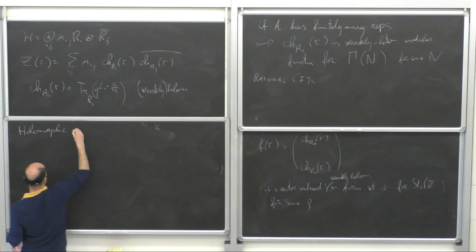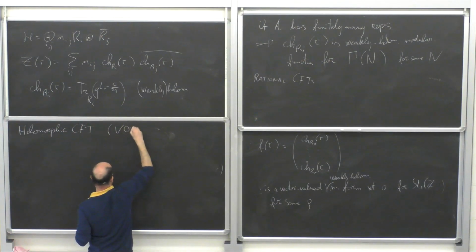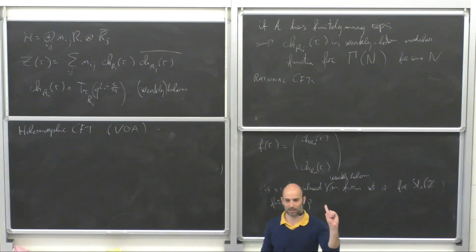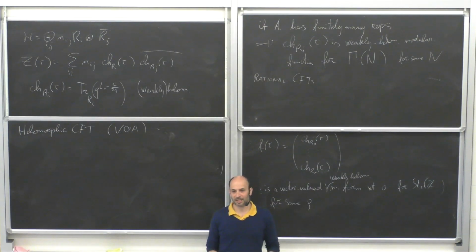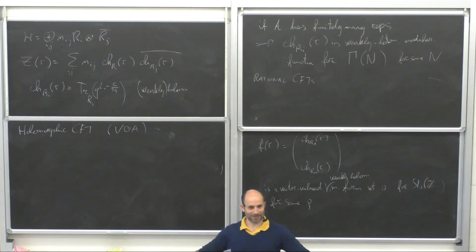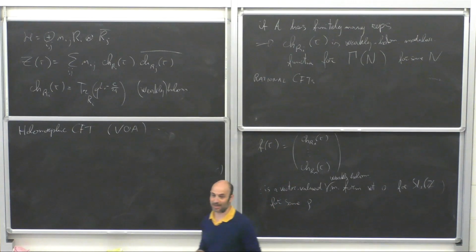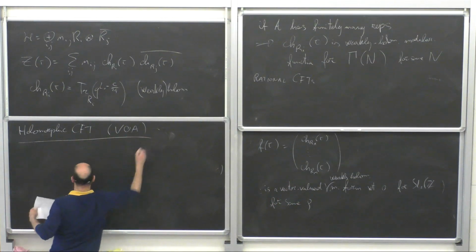A holomorphic CFT, or what mathematicians would call a holomorphic vertex operator algebra, is kind of the same as a chiral algebra. It's a vertex operator algebra, a chiral algebra with just one representation, which is the vacuum representation. So how do I build such a beast? We don't know all of them. We are very far from knowing all of them, but we know some tricks to build some of them. And I will tell you one trick, which is useful.